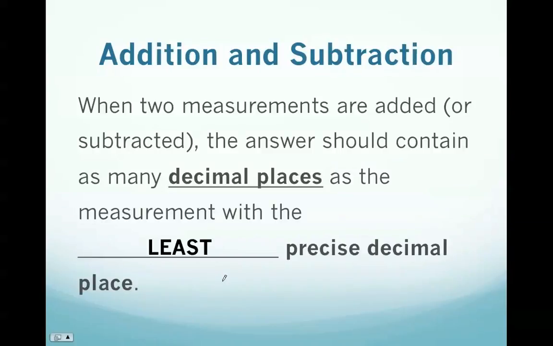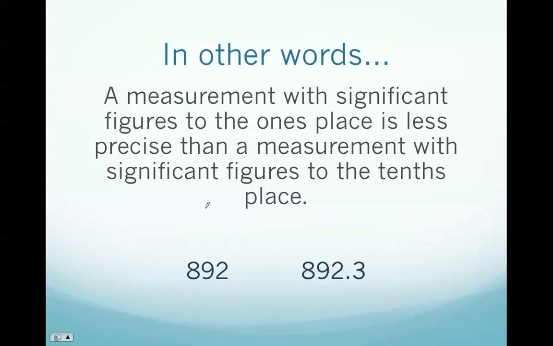So with addition and subtraction, when two measurements are added or subtracted, the answer should contain as many decimal places as the measurement with the least precise decimal place. So what do I mean by that? If I have these two numbers, 892 versus 892.3, this has a higher precision, meaning that this answer to the tenths has a greater precision than this answer to the ones. So basically, the further out to the right you go with your significant figures, the more precision you have.